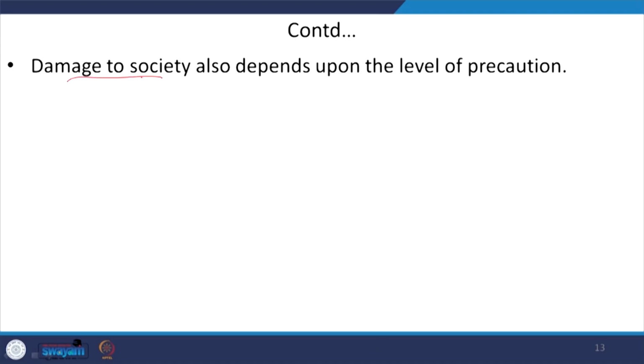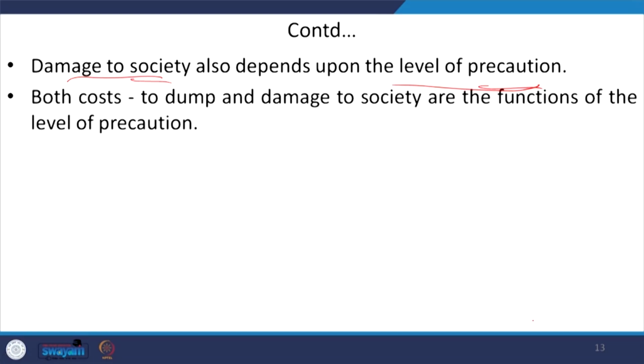So, the damage to the society depends on the precaution level that the dump owner is taking into account. And both costs matter: the dump owner incurs a cost, and if the owner is not taking precautions, it is also going to cost the society. So, the cost of the dump and the damage the society is suffering are functions of the level of precautions itself.